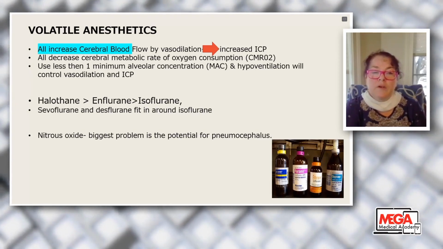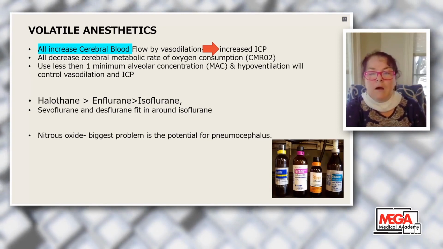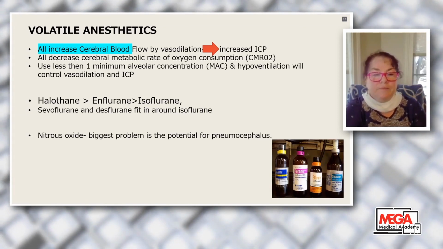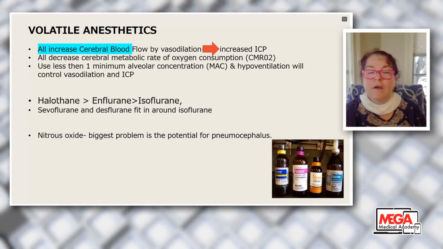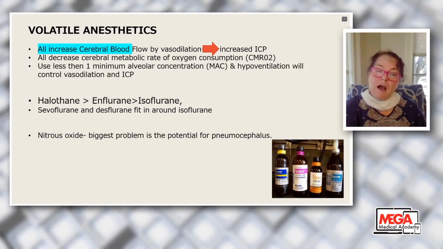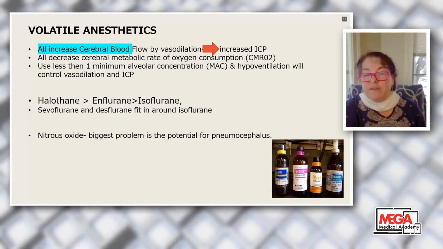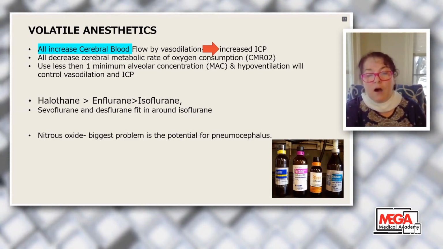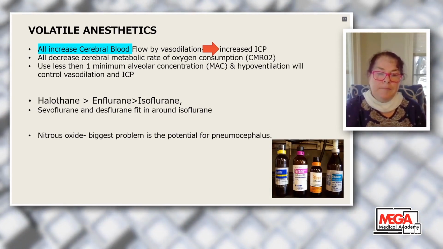So typically what we do is we'll use less than 1 minimum MAC and hyperventilate to control vasodilation. It's hyper, not hypo. I put the wrong thing there. So that's how you mitigate the fact that it increases vasodilation, but at the same time lowers metabolic oxygen consumption. The worst of these is halothane.